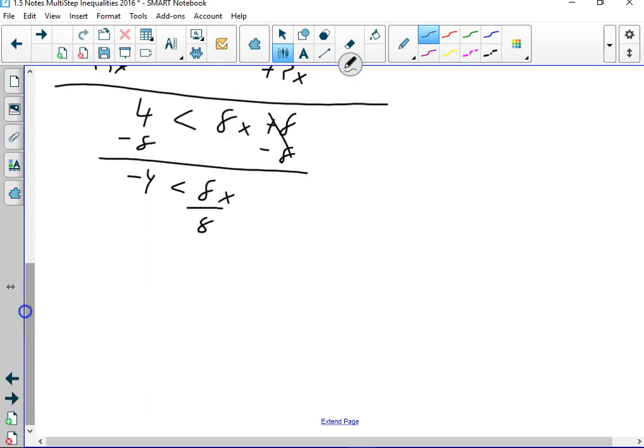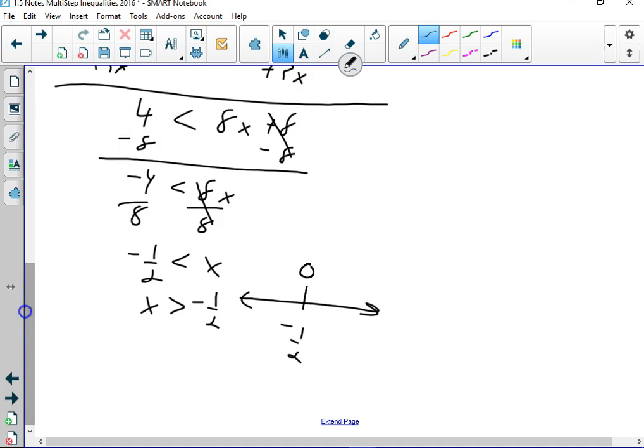Now I divide by 8. I have a negative here. Do I flip the symbol? No. Did I divide by negative 8? No. Just seeing a negative does not flip the symbol. So that gives me negative 4 over 8, which is negative 1/2, less than x. Or x is greater than negative 1/2. Negative 1/2. Open dot. Greater than.